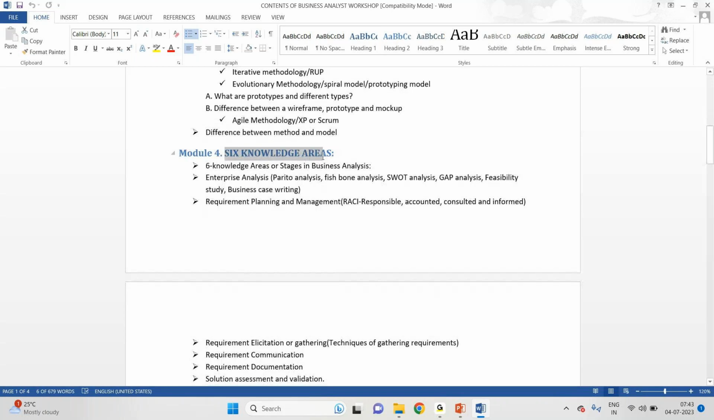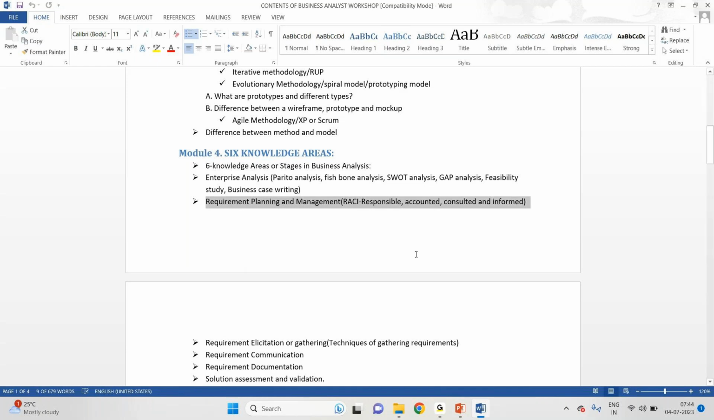Here I will be explaining what are the 6 areas where the BA should have complete knowledge. So I will be explaining about enterprise analysis. In this, I will be covering Pareto analysis, fishbone analysis, SWOT analysis, gap analysis, feasibility study, and business case writing. These are nothing but enterprise analysis techniques. Then I will explain you what is requirement planning and management. In this, we will see with RACI chart, that is nothing but responsible, accountable, consulted, informed.